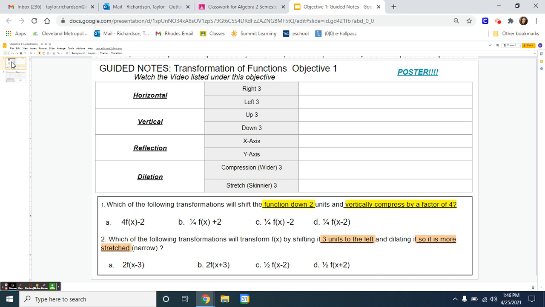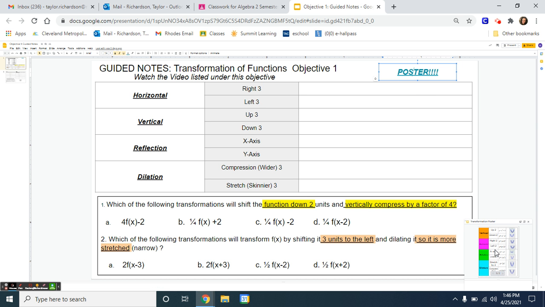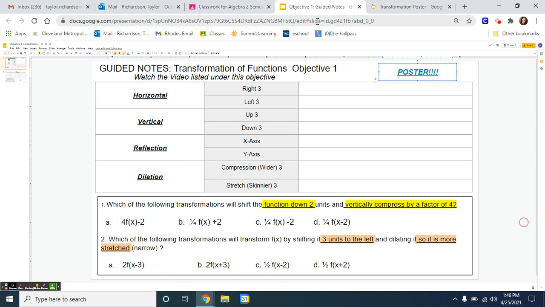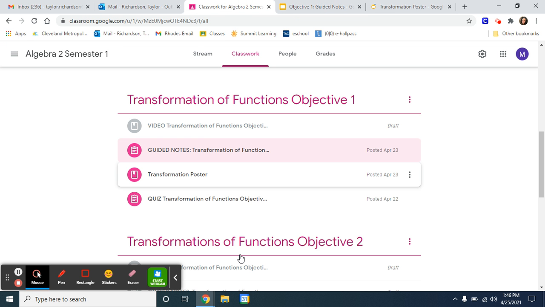It's a little different because we are going to use a poster, an online poster, and you can find this poster 2 different places. Up here in the corner where it says poster, I have linked it so you can click on that and open it up, and let's open it on a new tab. So this is what the poster looks like. You also can find it if you go back to the classroom, it is under objective 1, just right below the notes transformation poster. So if you want to use it on the quiz, which I highly recommend, it's on the classroom as well.